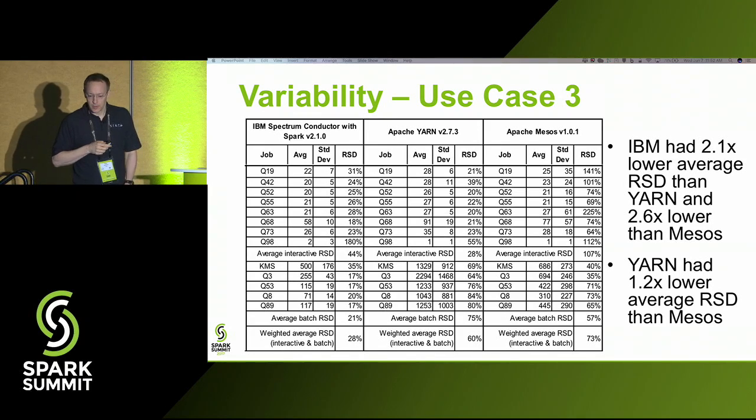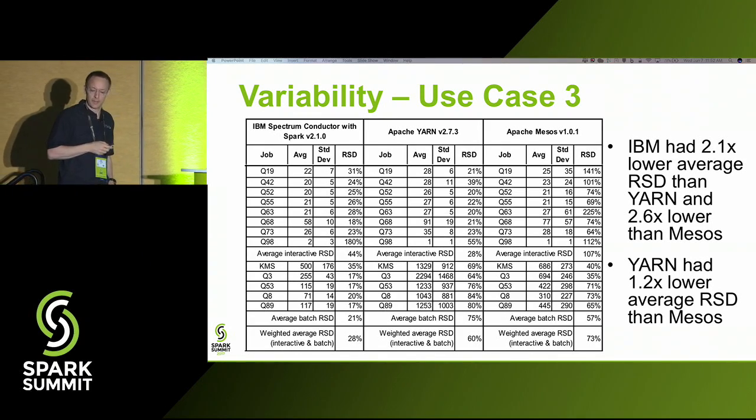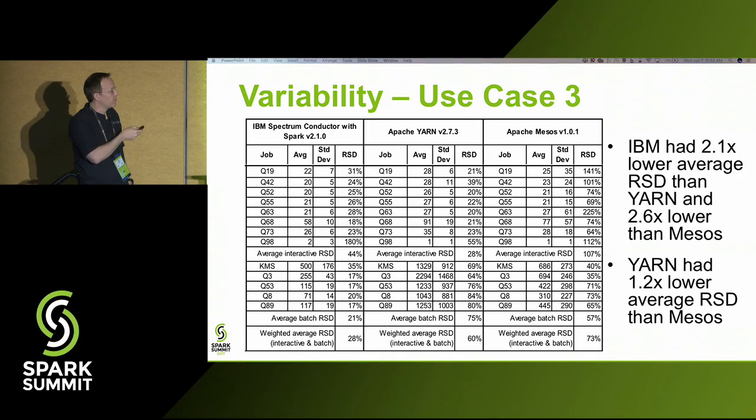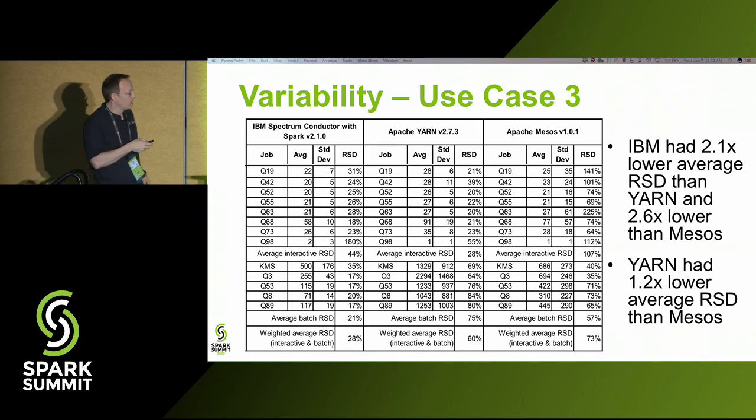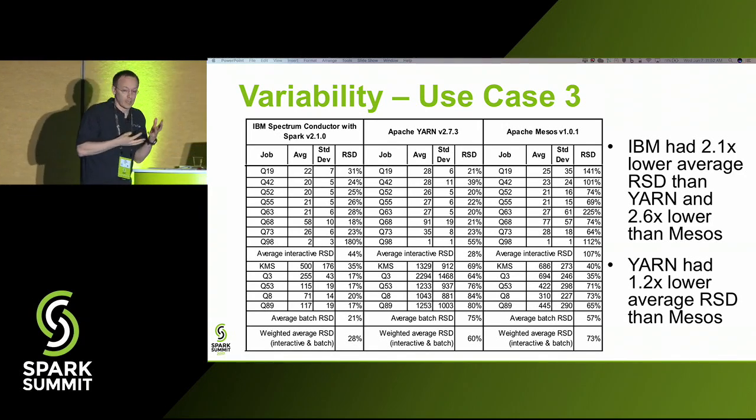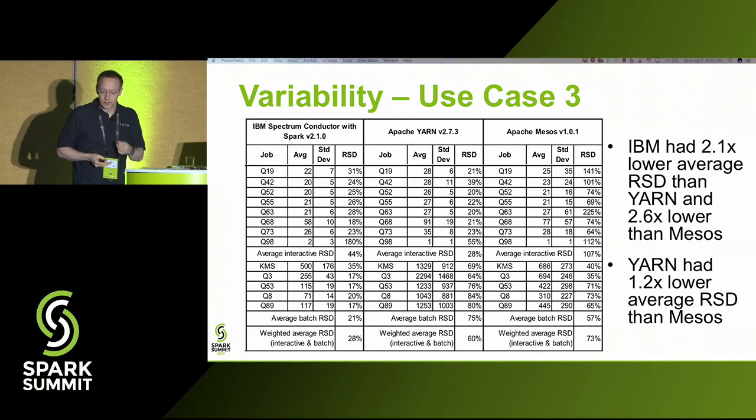I'm sorry, I forgot to talk about variability in use case 3. I keep forgetting about this. All right. Just before we go on from use case 3, we've got both interactive and batch workloads, again.